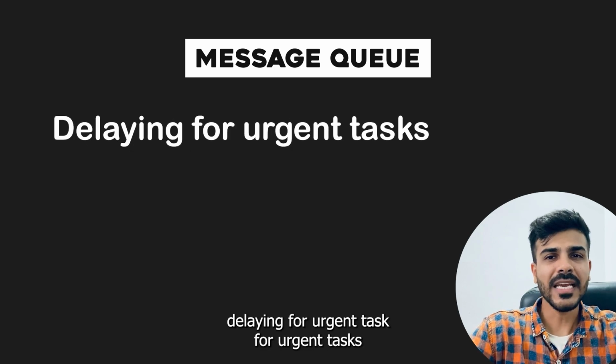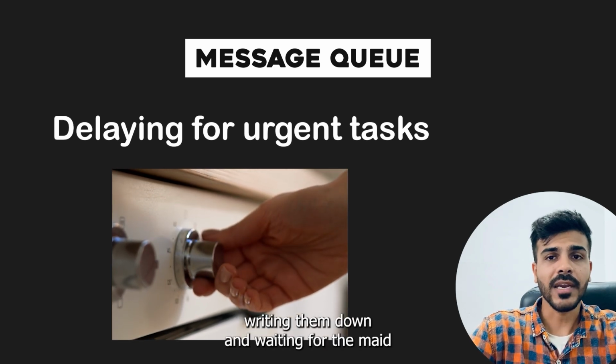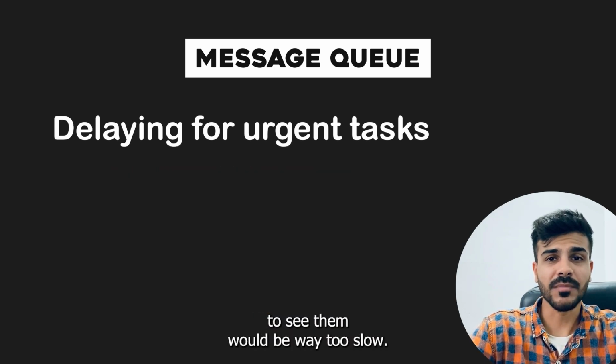Second, delaying for urgent tasks. For urgent tasks like turning off a burning stove, writing them down and waiting for the maid to see them would be way too slow. Some tasks need immediate action.